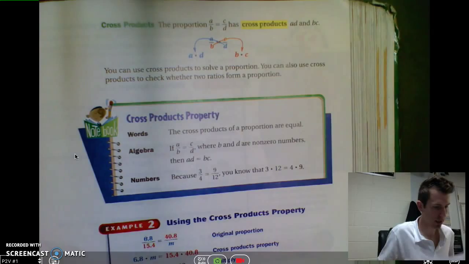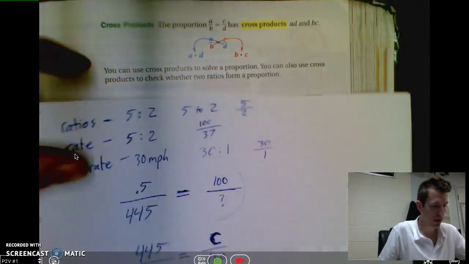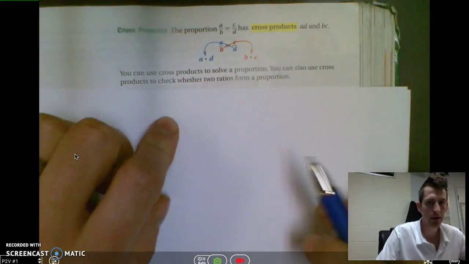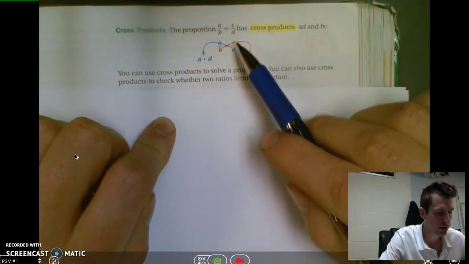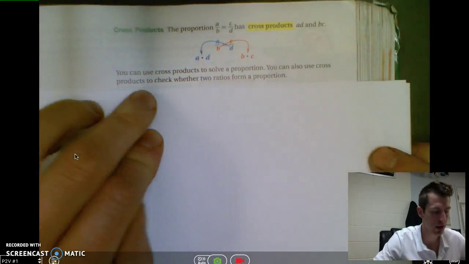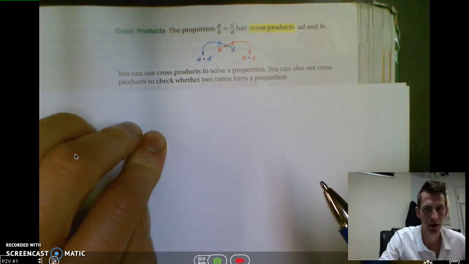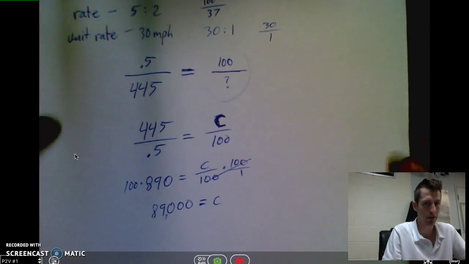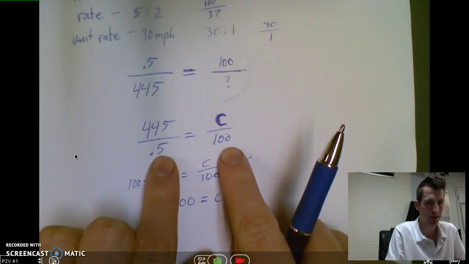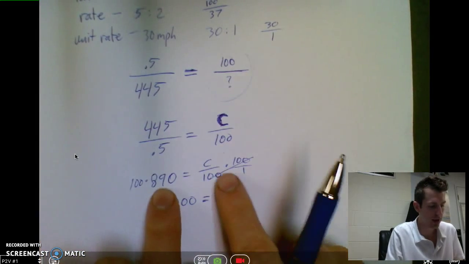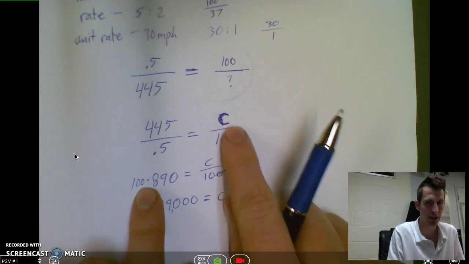and see how, yeah, let's talk about cross products for a second. There is a trick to solving a proportion that you may have heard of before. It's called cross multiplying or using cross products, okay? Now, the way that we did it, let me show you here again. The way that we did it was to multiply both sides by 100. I simplified this side, then I multiplied both sides by 100 to get C.